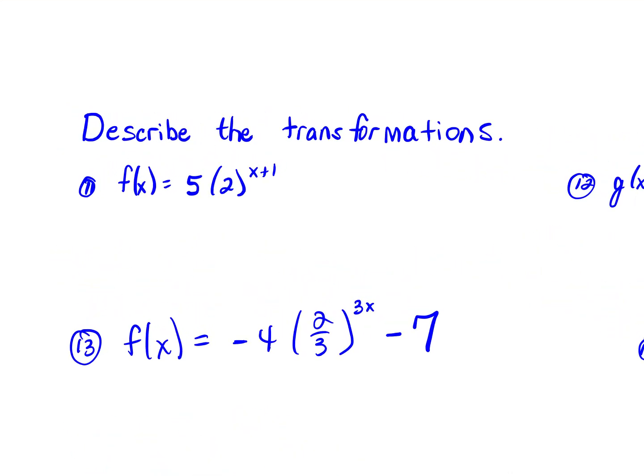Okay? If we look at number 11, we have f of x is equal to 5 times 2 to the power of x plus 1. That 2 that's in the parentheses is your base. It has no bearing on your transformations whatsoever. Okay? That 5 in front, start with that. It's happening vertically. It's bigger than 1. So you have a vertical stretch by a factor of 5. Next part that you have to look at is that plus 1. Take the opposite of that. That's negative 1. Negative 1 tells you that you're going to the left 1 unit.